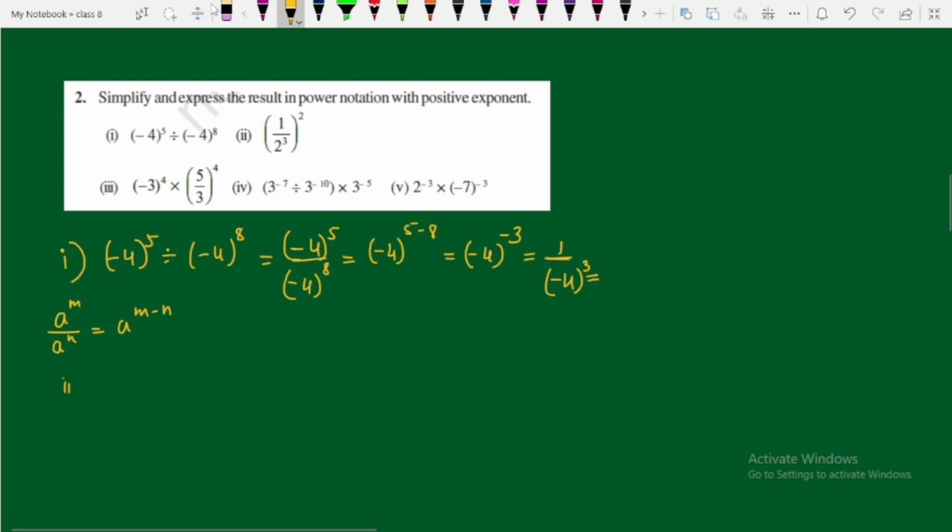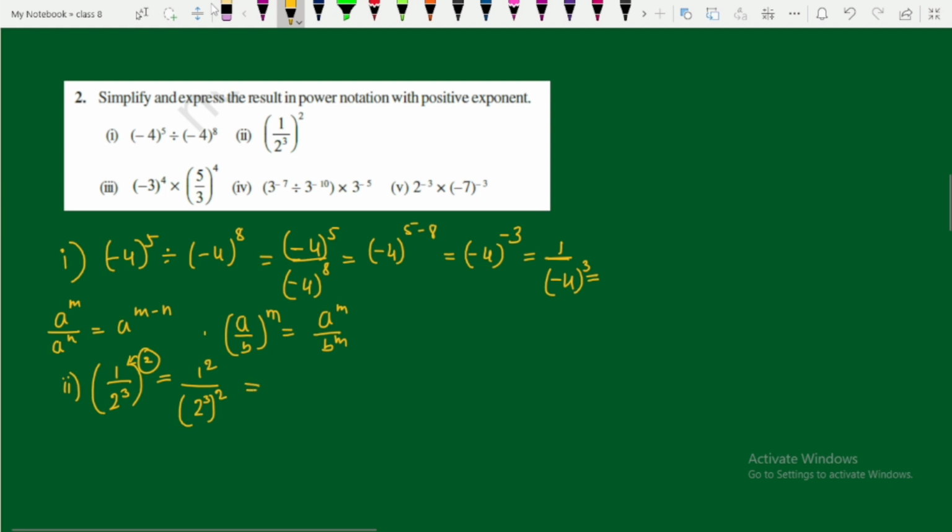Okay. Second, it is (1 upon 2 cube) whole raised to 2. So how can we simplify this one? Yes, you are going to apply the same law, that is (a by b) whole raised to m, which you can write as a raised to m upon b raised to m. So this power 2 goes to both the numerator and the denominator, right? So here it is 1 square, and in the denominator 2 cube whole square.